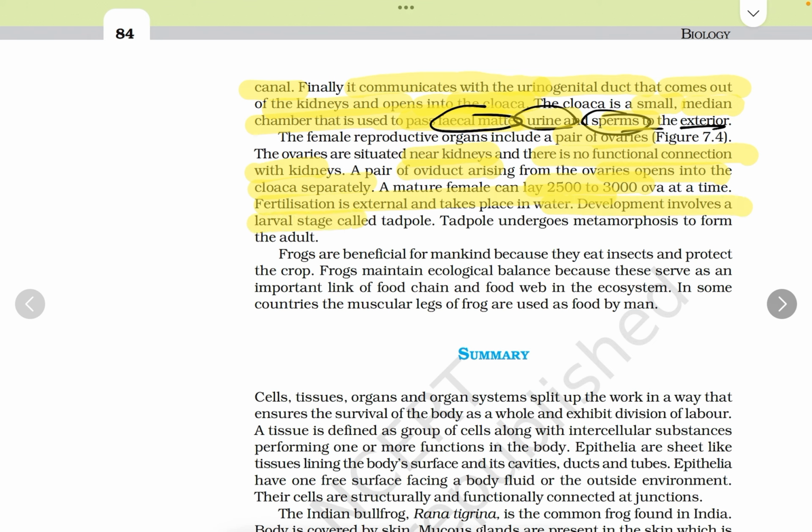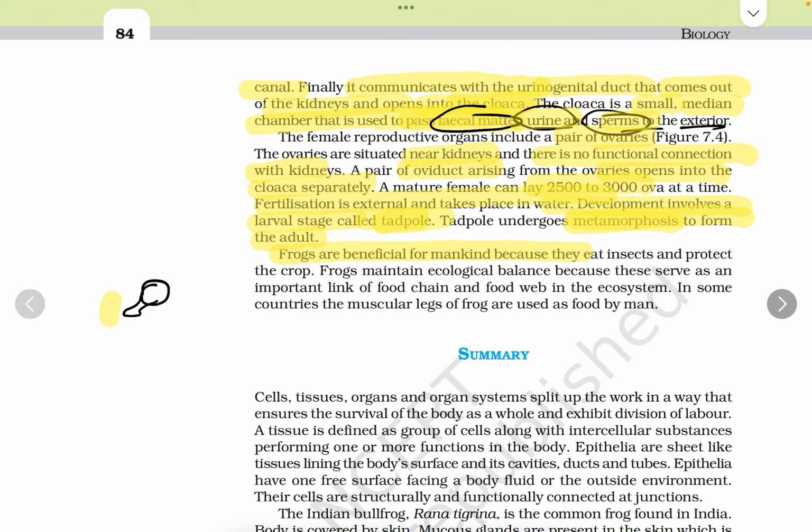Development involves a larval stage which is called tadpole. So initially it is like a fish, that is the larval stage, and then it becomes a complete frog. That initial swimming stage, which is present only in water, is called tadpole. Tadpole undergoes metamorphosis to form the adult. That is, their body gets changed completely. They lose the tail and become completely grown up into a frog.